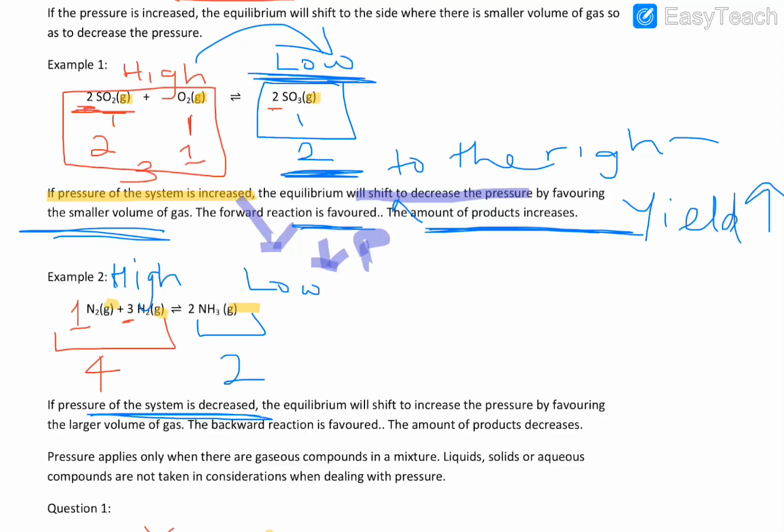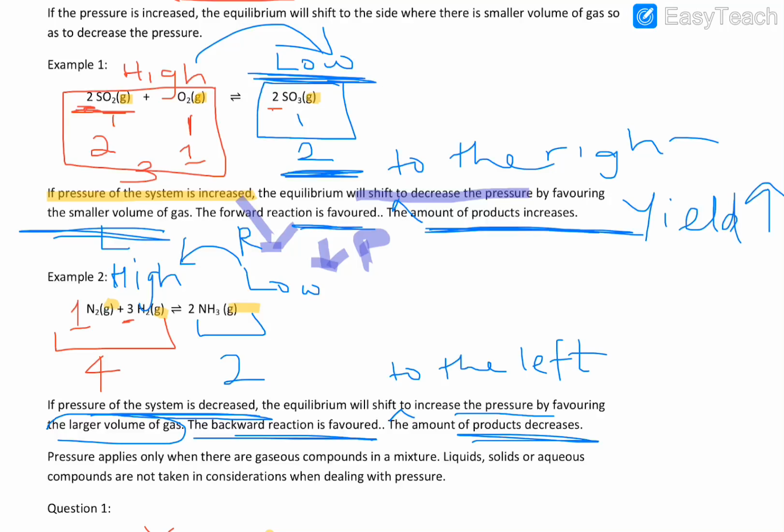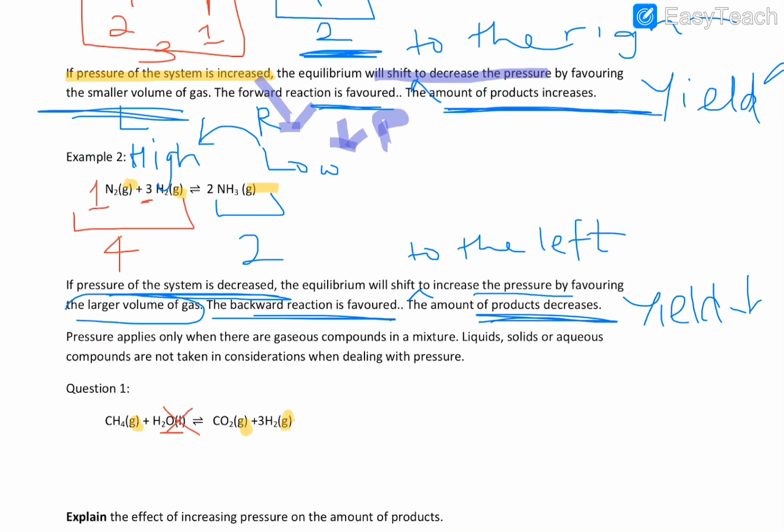What will the equilibrium want to do? It will want to oppose it. So it will want to increase the pressure. So how does it increase it? It will shift to the left. Remember, this is the left hand side and this is the right hand side. So it will shift to the left to increase the pressure by favoring larger volume of gas. Backward reaction is favored, amount of product decreases, yield is going to decrease.